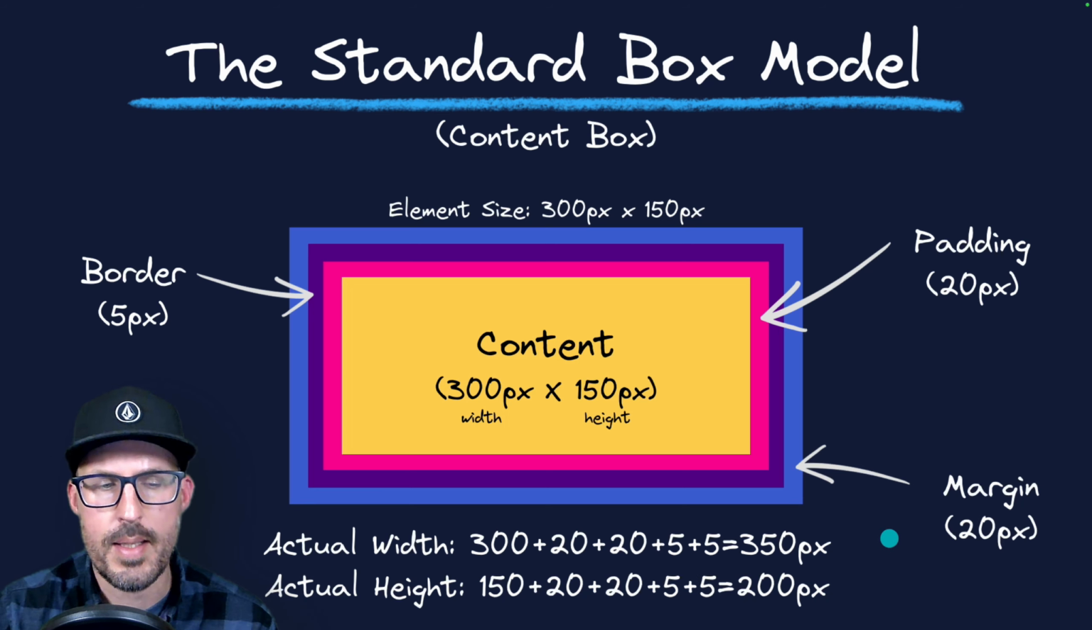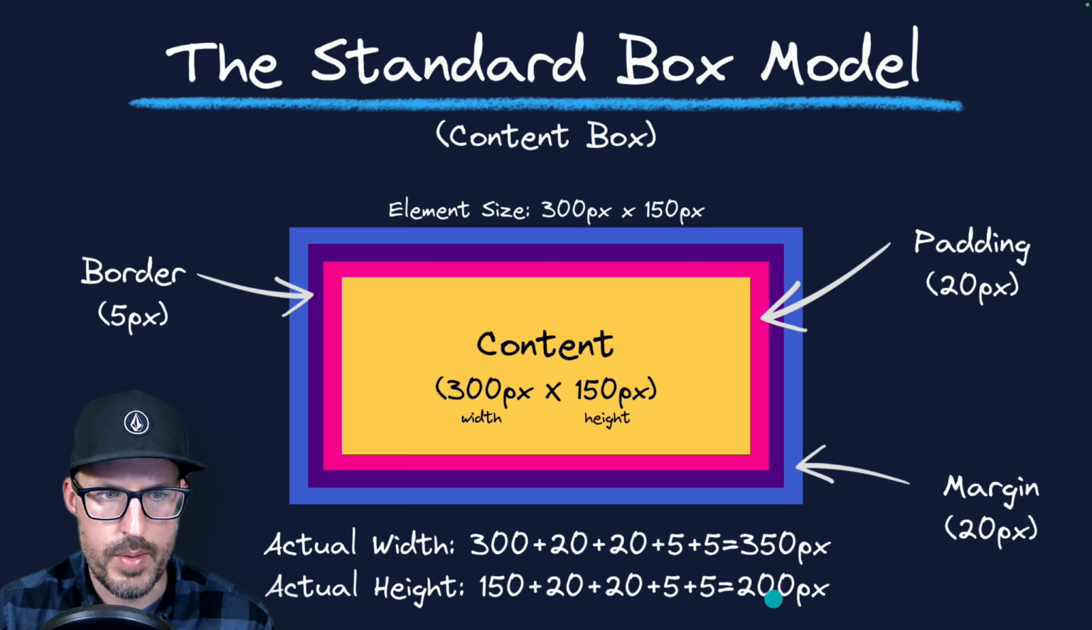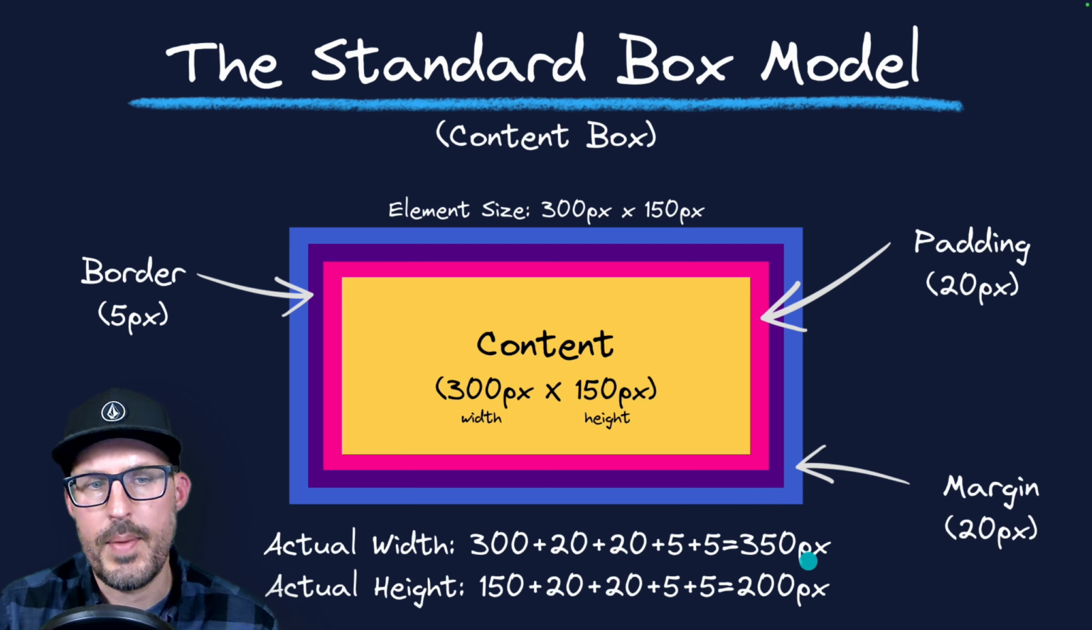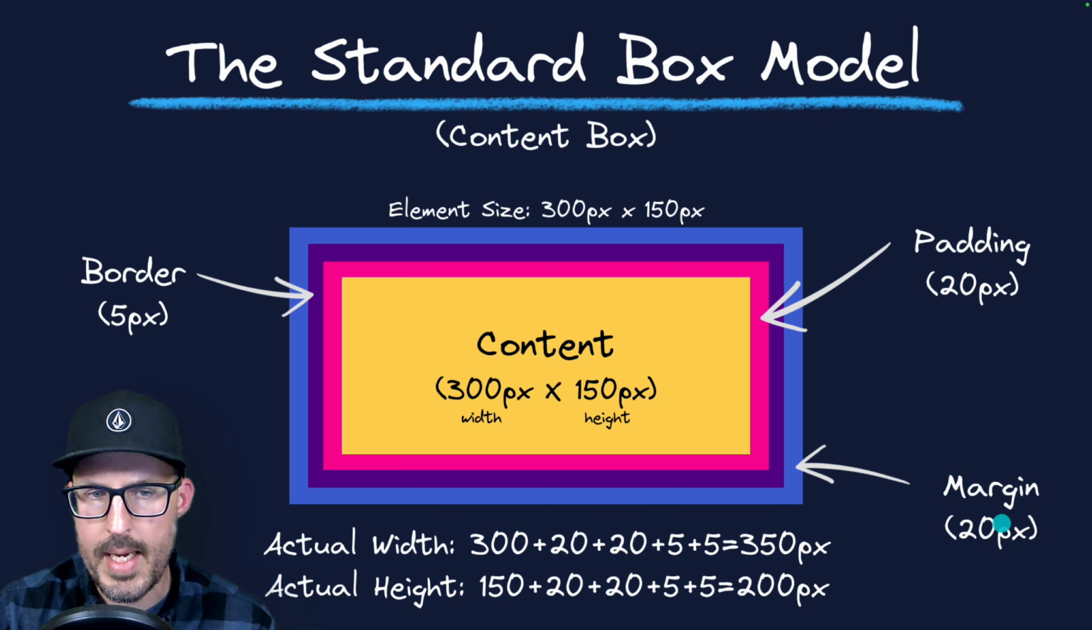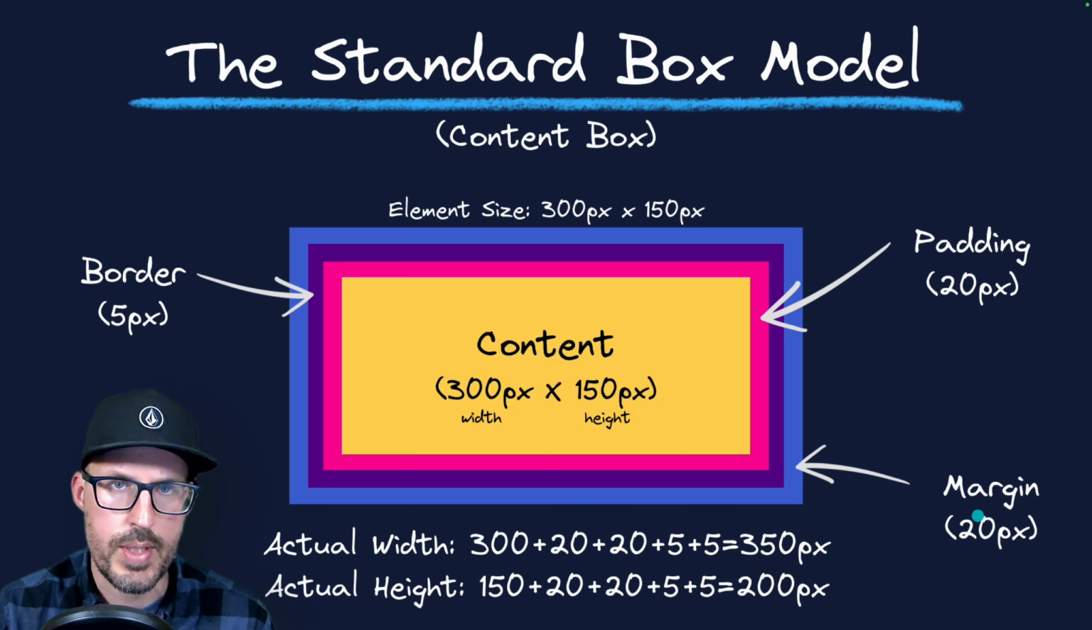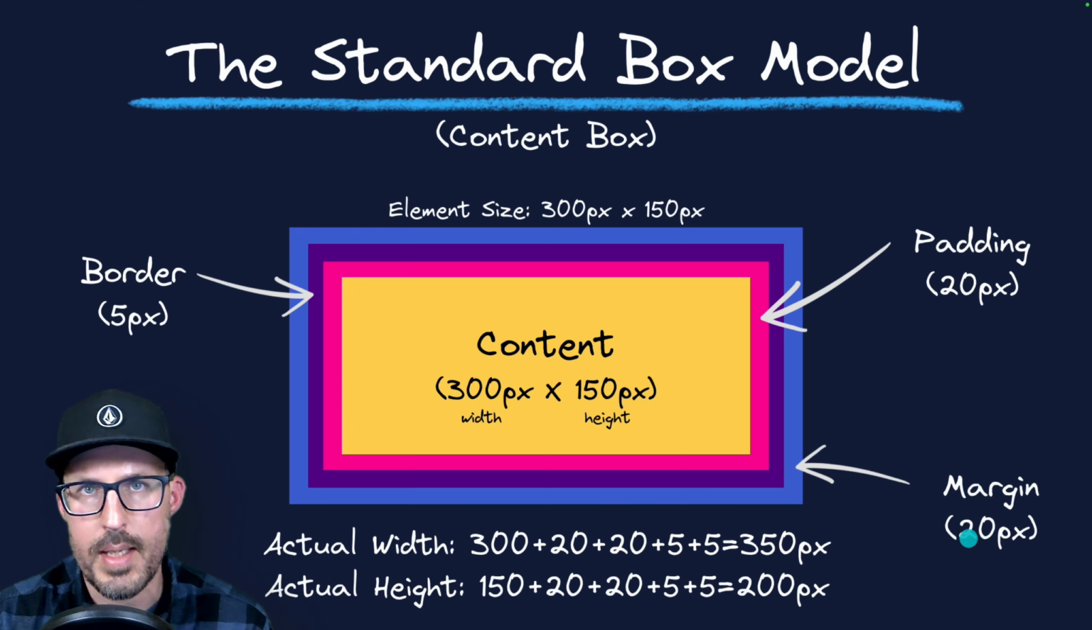So the actual space that this element would take up on the screen would be 350 pixels by 200 pixels. And so that would be the size of the element. And then again, it would actually take up another 20 pixels on all the sides for the margin, but that's not the actual size of the element itself. That's just the space between this element and other elements.